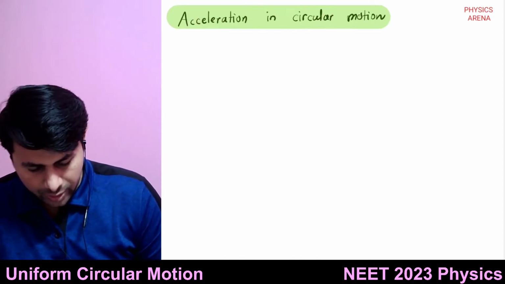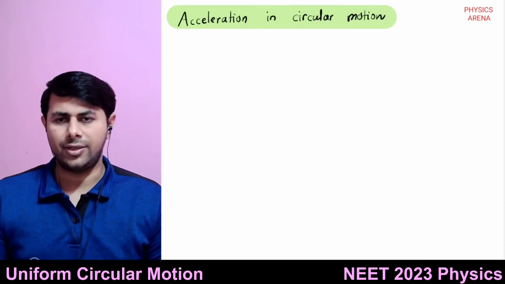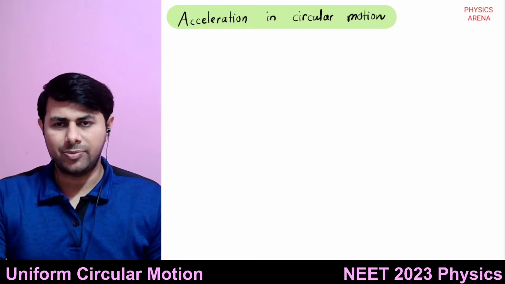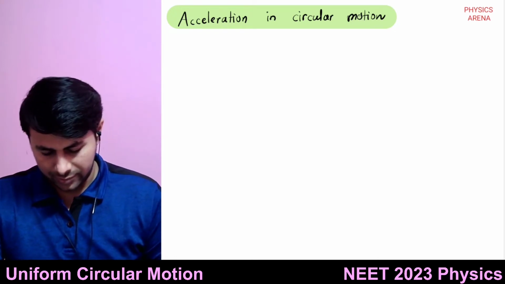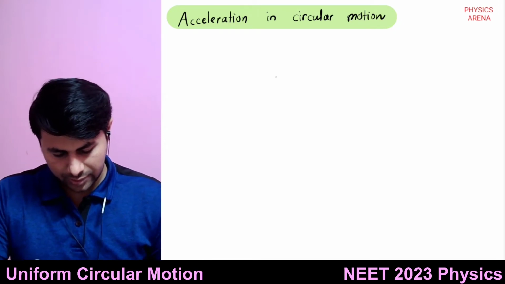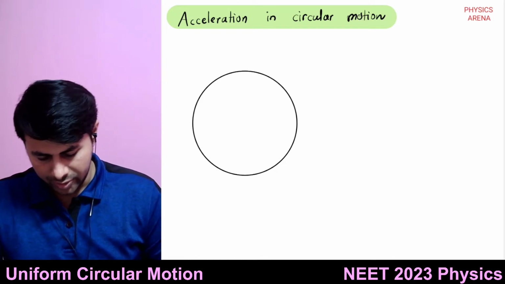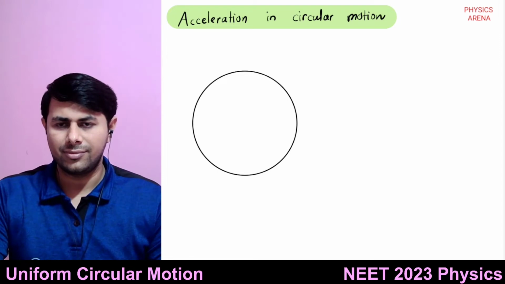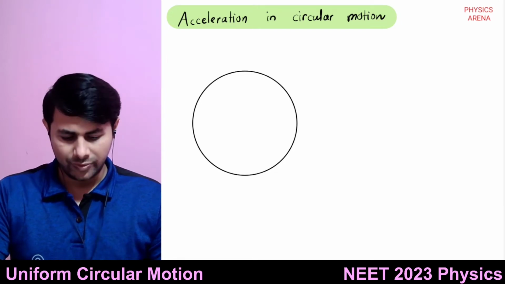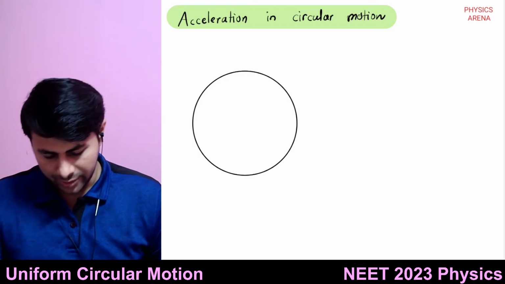If an object moves in a circle with constant speed, will there be any acceleration? No, sir. Okay, we are talking about uniform circular motion.